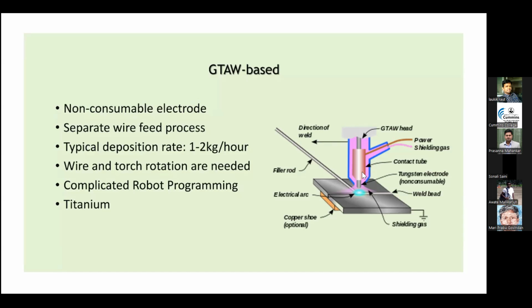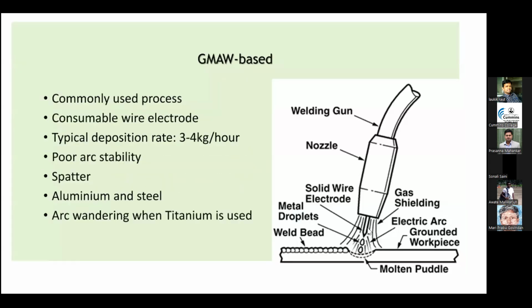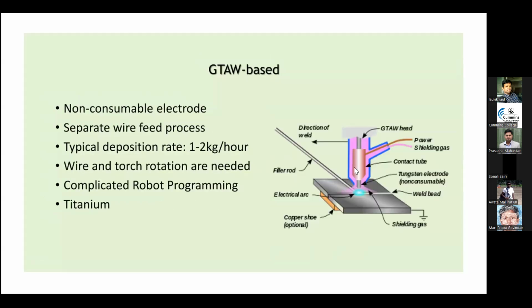So a non-consumable electrode is used. Here we have to use a separate wire feeder. Then the rate of deposition is less as compared to GMAW. Here the rate of deposition is 1 to 2 kg per hour. Then it is difficult to automate this process because here we have to automate the movement of the torch as well as the filler rod. Whereas in the GMAW process, we have to automate the movement of the wire, the electrode, only. Whereas in GTAW, we have to automate the movement of these two different elements. So it is very difficult to automate this setup. So complicated robot programming is there, but this is suitable for titanium.